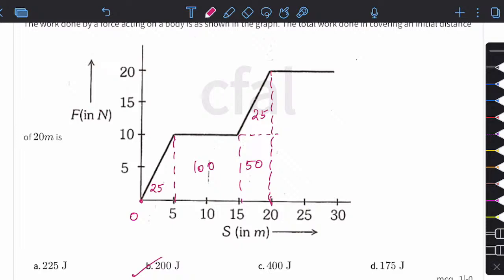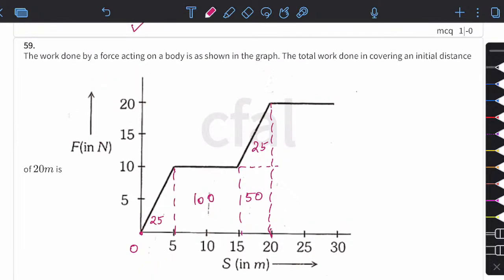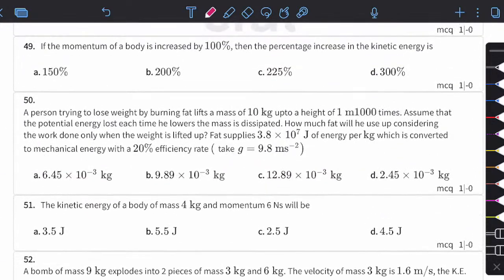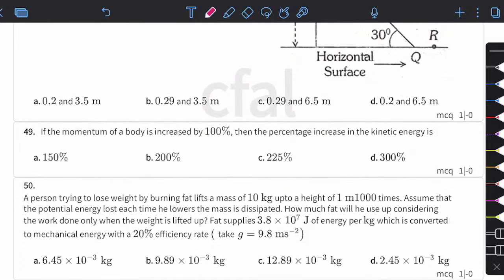Now, in the last 7 minutes that we have, since some of you were asking questions about explosions, I think we'll solve a problem on explosions.